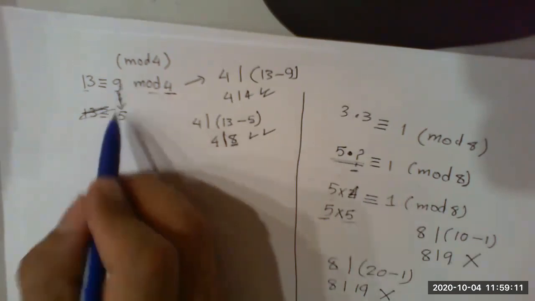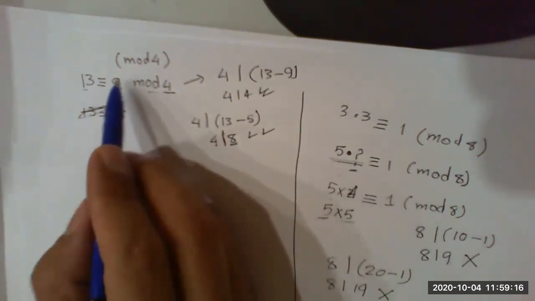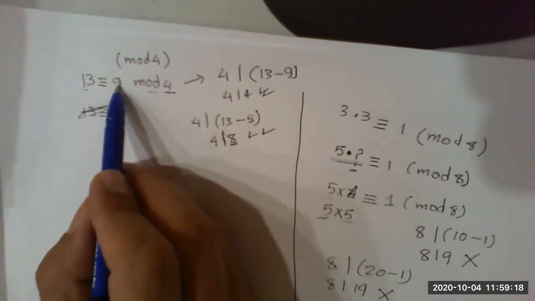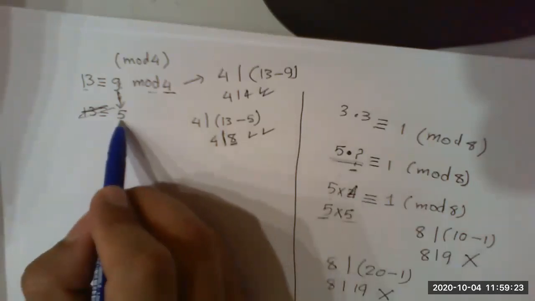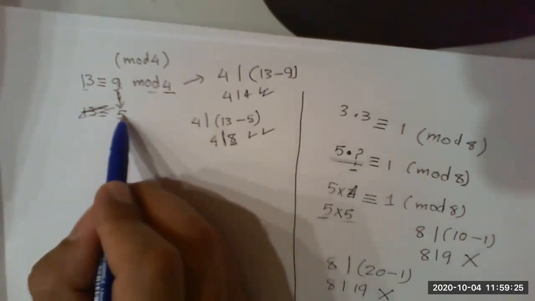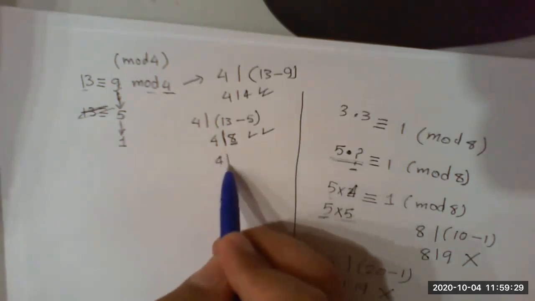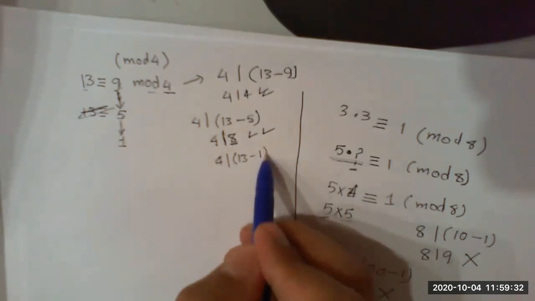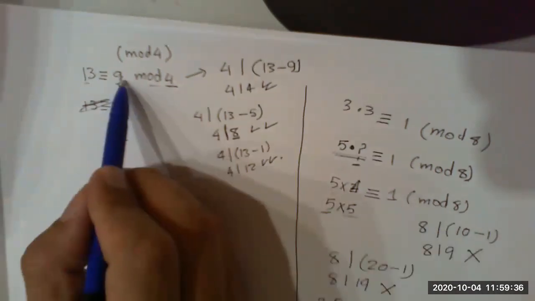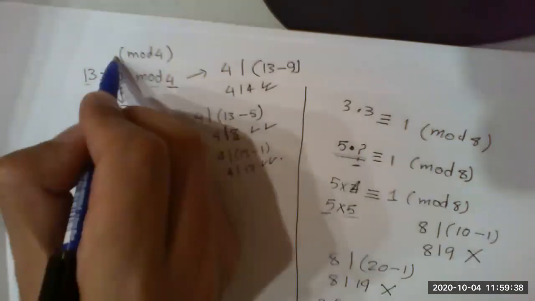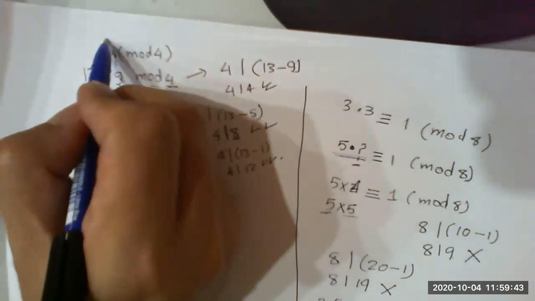So 4 divides 8. Okay, now it's okay. So now to 9, I can add 5. Also, if you notice, I subtracted 4 from 9. This gives me 5. Continue by subtracting 4 again, which gives me 1. If I check 4 divides 13 minus 1, this is 12, this is true. Even if I add 4 to 9, this is going to give me 13.